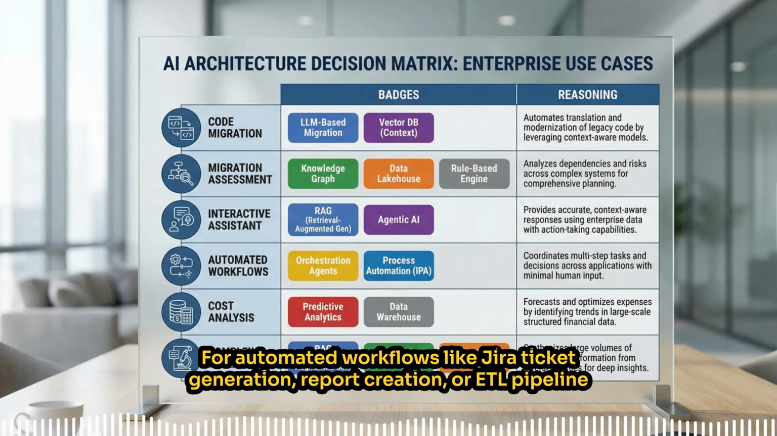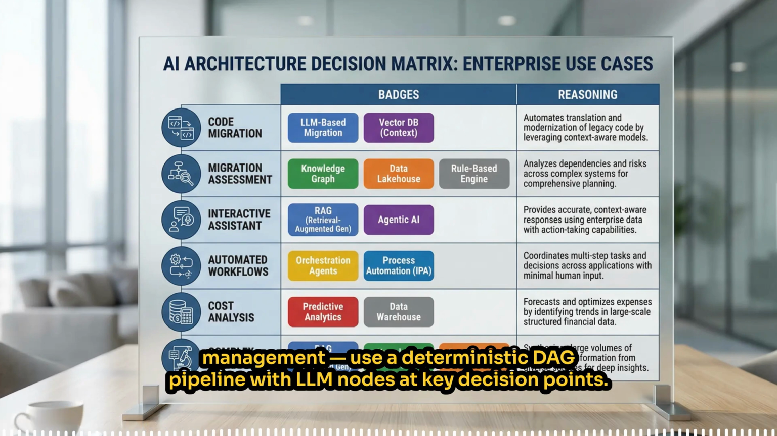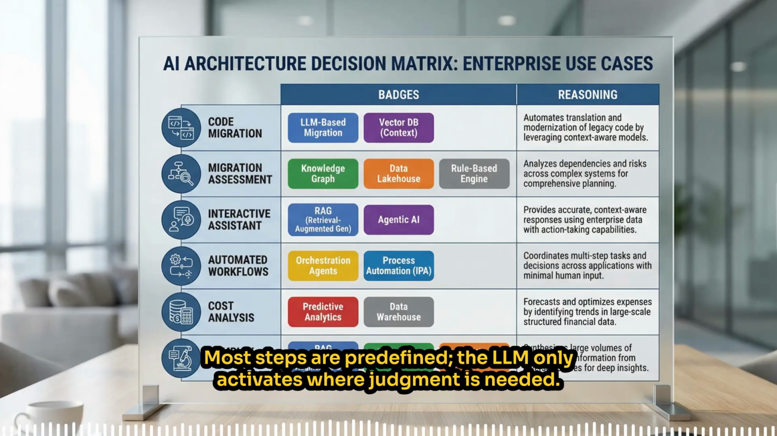For automated workflows like Jira, ticket generation, report creation, or ETL pipeline management, use a deterministic DAG pipeline with LLM nodes at key decision points. Most steps are predefined. The LLM only activates where judgment is needed.